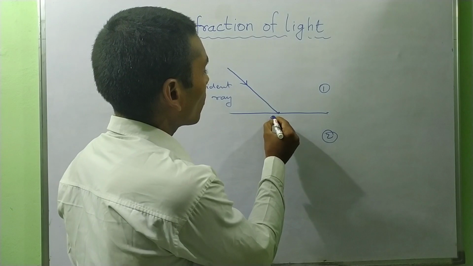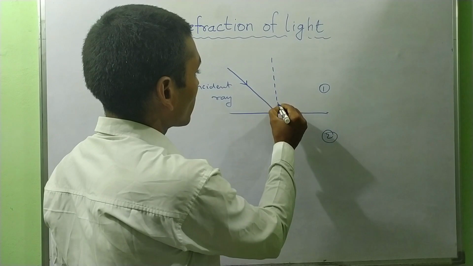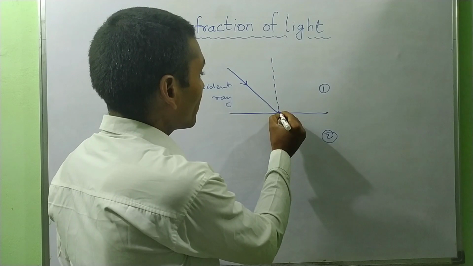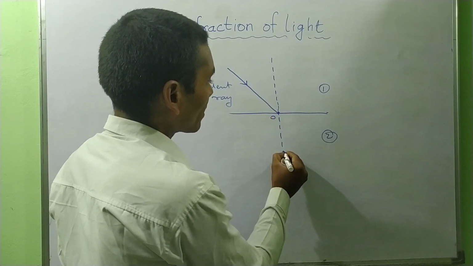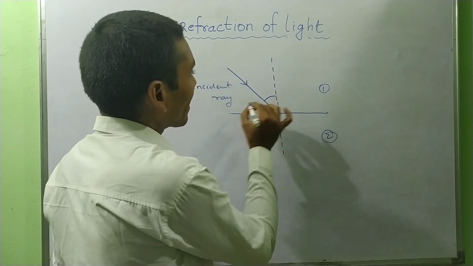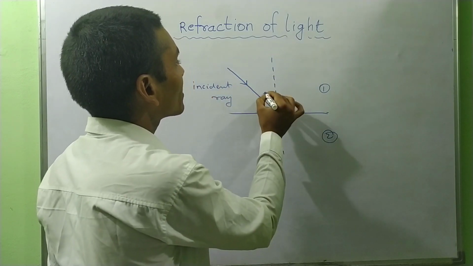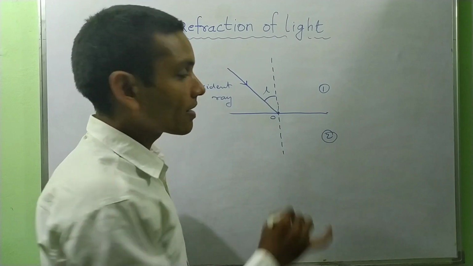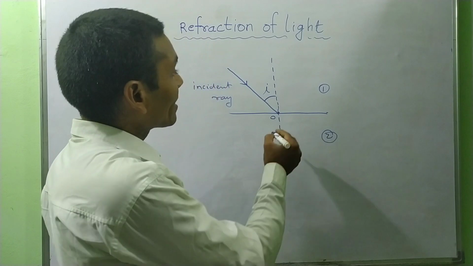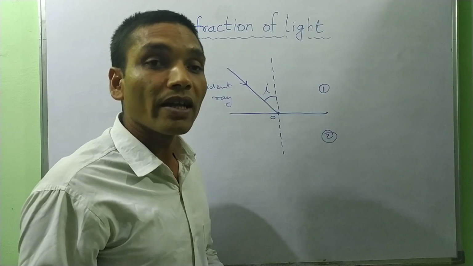This is O. Draw the normal on the interface at this point of incidence, and we can extend this normal into the other medium. This angle is subtended by the incident ray with the normal. This angle is called the angle of incidence and it is denoted by small i. When the light ray enters the other medium, the light ray changes its path or bends.